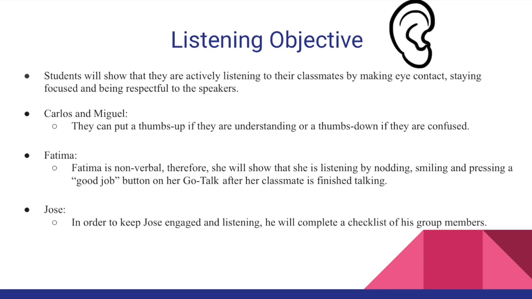Finally, my last objective is my listening objective. So students will show that they're actively listening by making eye contact, staying focused, and being respectful. So for Carlos and Miguel, since they're behind developmentally and linguistically, they can put their thumbs up if they understand or thumbs down if they're confused, so this will help them make sure that their classmates are assisting them and they're having an equal opportunity to participate. For Fatima, she is nonverbal, so she will show that she's listening by nodding and smiling, and she can also press her good job button on her Go Talk. And for Jose, he will complete a checklist of his group members.